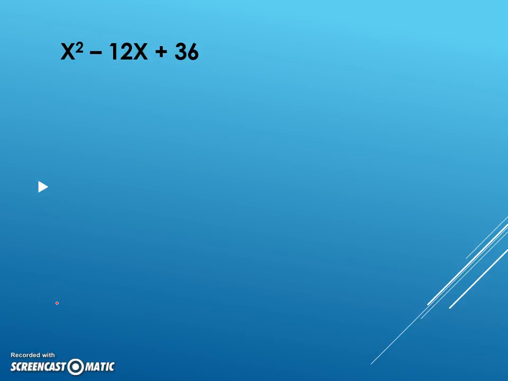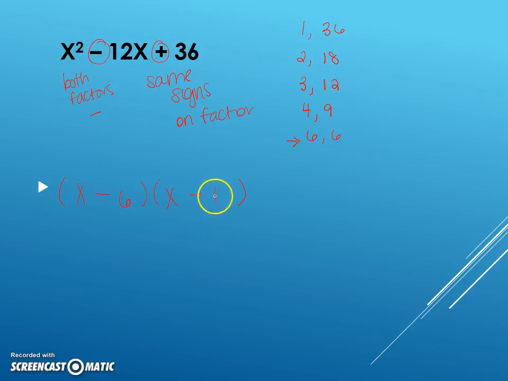So let's try this next one. You have x squared minus 12x plus 36. If we go through the factors of 36, we have 1 times 36, 2 times 18, 3 times 12, 4 times 9, and 6 times 6. The only ones of these that are going to add to give us 12 is going to be 6 and 6. So we want both of our signs to be the same since we have plus. So same signs on your factor. And that means both factors have a negative sign in order to give us a negative 12. So x minus 6 and x minus 6.